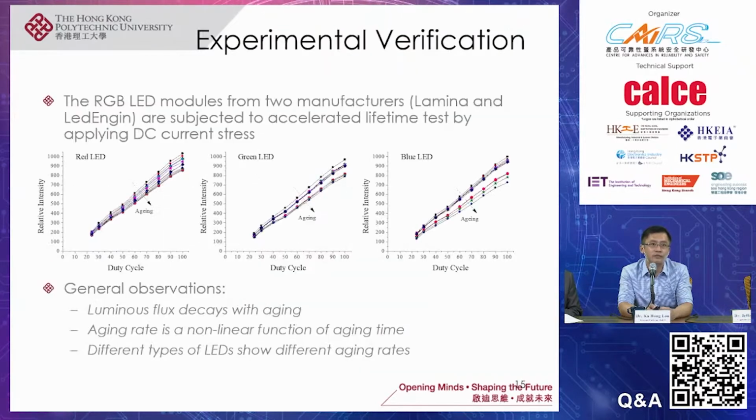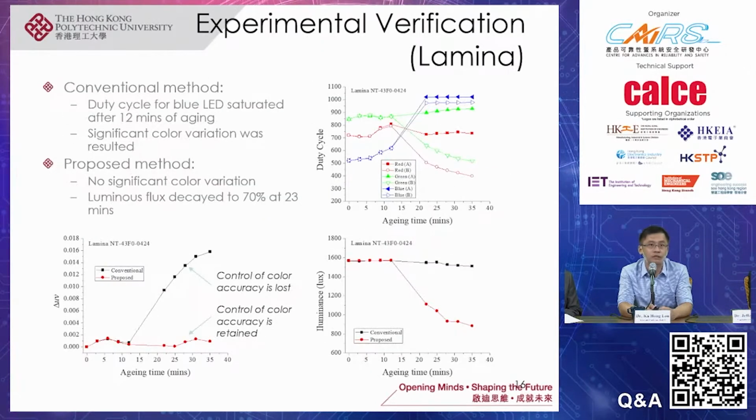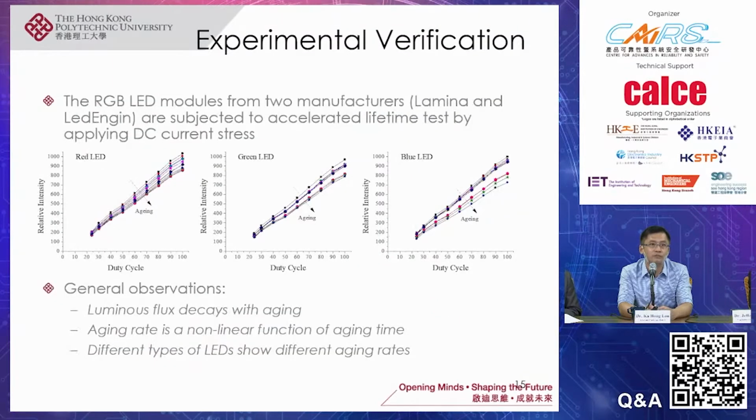So here I'd like to use two examples to illustrate the effectiveness of the proposed approach. We have done some aging on three LEDs of different colors, and we noticed that the three primary color LEDs show very different aging behavior. Although they all show a decay of the luminous flux with aging, some of them actually show a highly nonlinear behavior during the aging. And also different types of LEDs show different aging behavior.